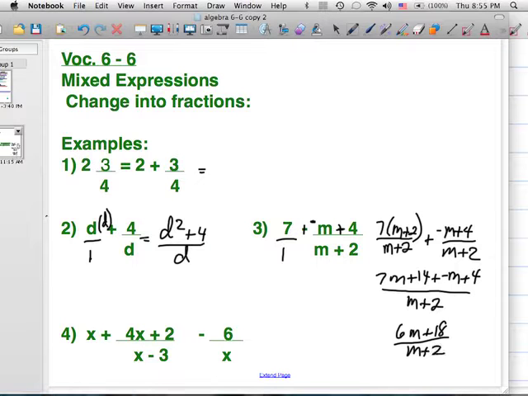Now we could factor this and take out a 6, but that would leave us 6 times the quantity m plus 3, and that wouldn't do anything for us. So this is our answer.